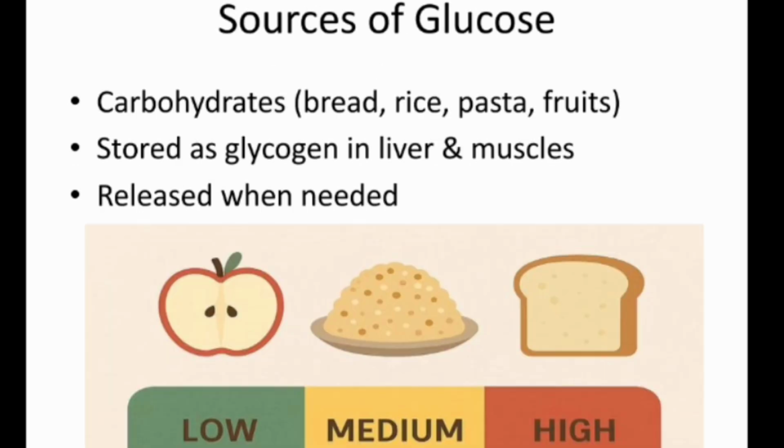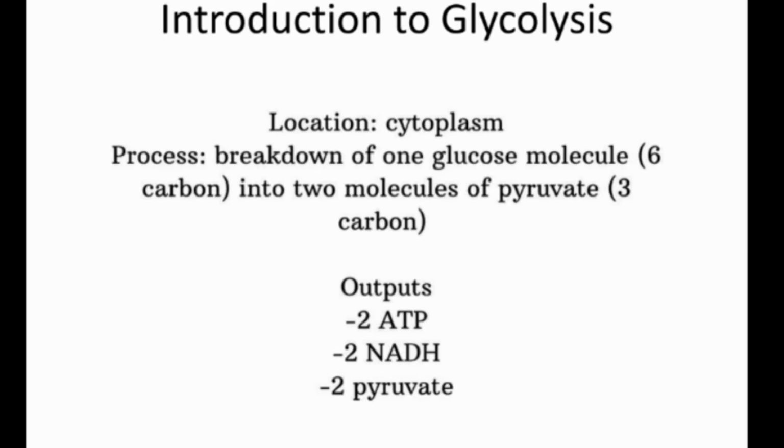Now, let us discuss the sources of glucose. The basic source of glucose is carbohydrate, which includes bread, rice, pasta and fruits. These are the major sources of glucose. Next, glucose is also stored in the form of glycogen in liver and muscles, and it is released when needed. For example, when we are fasting, we need glucose to run our brain and to do every single thing. So where does this glucose come from? This glucose is basically coming from the glycogen stored in the liver and muscle, by the breakdown of this glycogen.